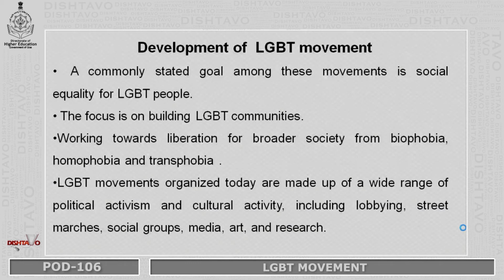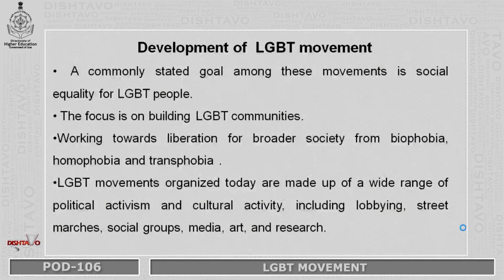So let us talk about the development of LGBT movements. A commonly stated goal of these movements is social equality for LGBT people, because the social acceptance of this community is a big question mark. Whenever in a family there is a gay child, a lesbian child, or a transgender child born, they are usually discarded or discriminated against, and left as orphans. So there is a fight for their rights. The focus is on building LGBT communities, so that they can unanimously fight for their equal human rights.